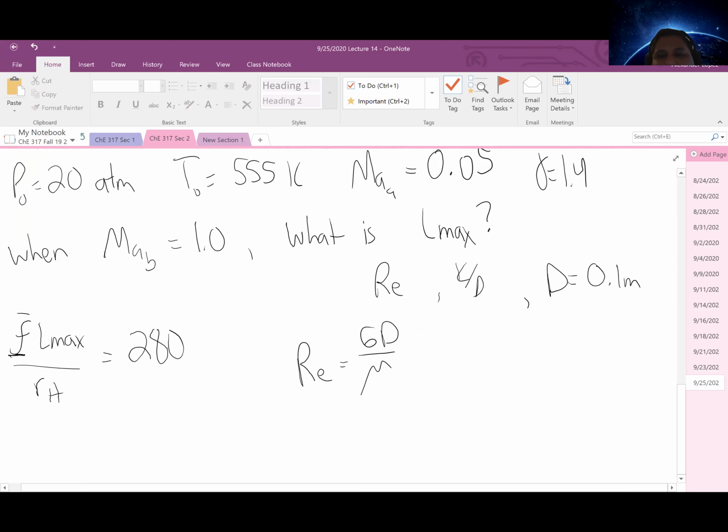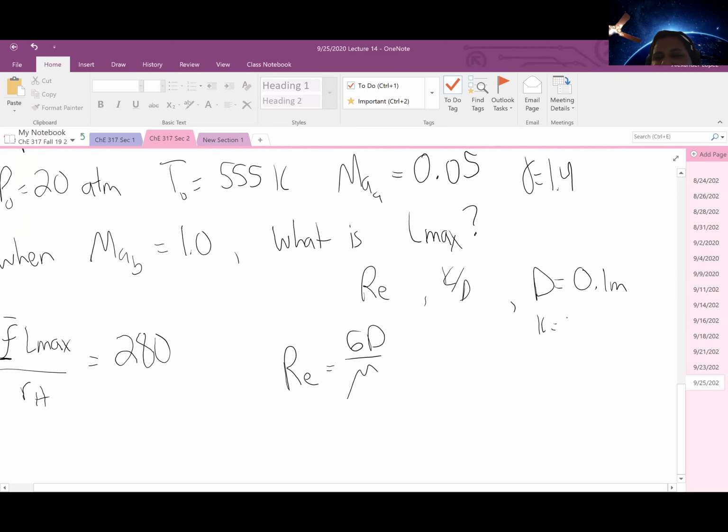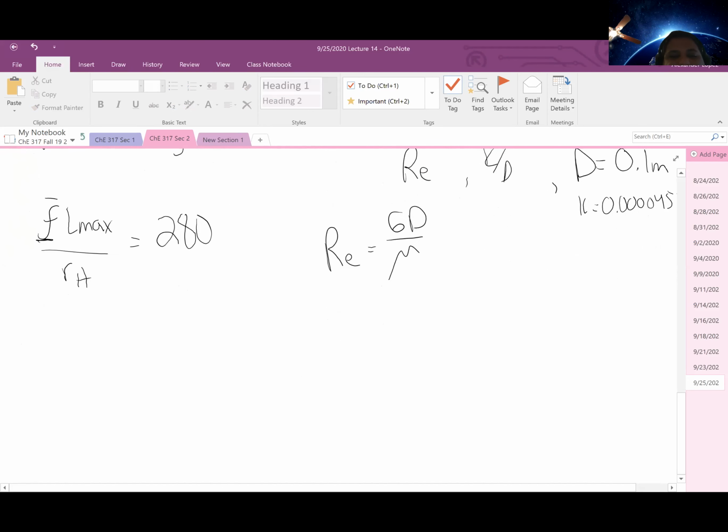All right, and we'll assume stainless steel. So in meters, the k value for stainless steel is, let's see, 0.000457. So we need to solve for our mass velocity.